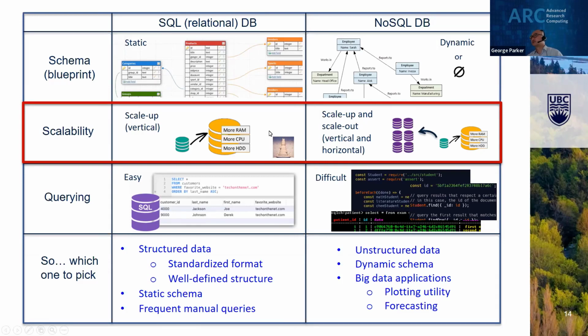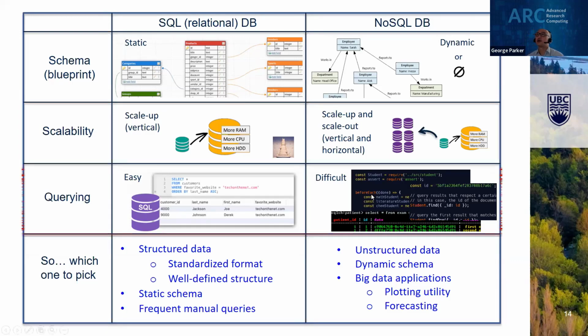But for NoSQL, it's different. You can scale your database vertically, just like SQL, by adding more RAM, CPUs, and storage. At the same time, you can scale your database horizontally by adding another database cluster or node to the existing one to form a distributed system. So that's one of the real beauties of NoSQL.